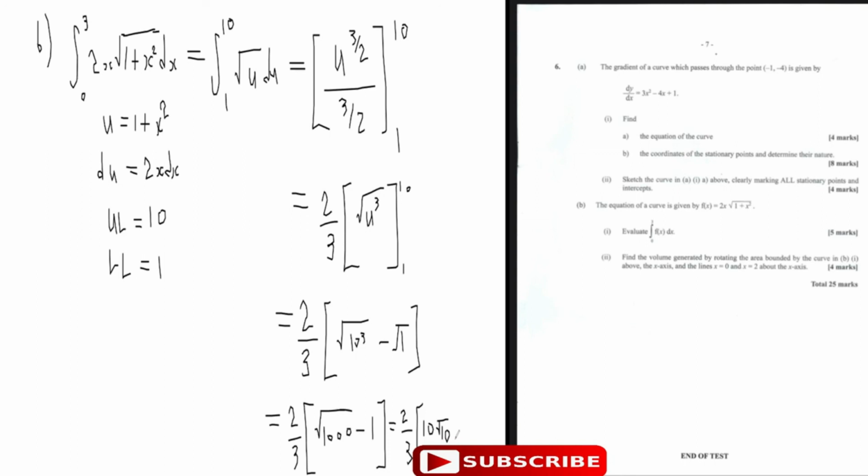2 over 3, 10 root 10 minus 1. It looks better to me. It's not annoying anymore. So that's that. Nice. Okay, let's continue.